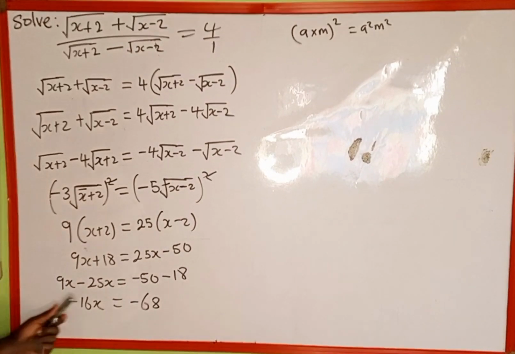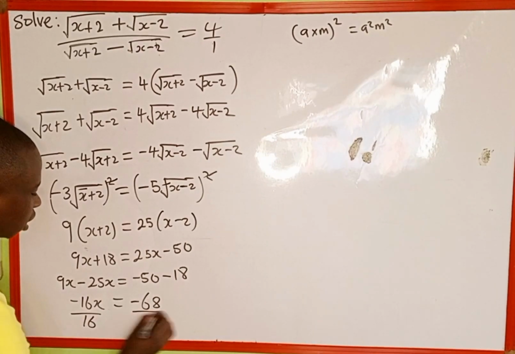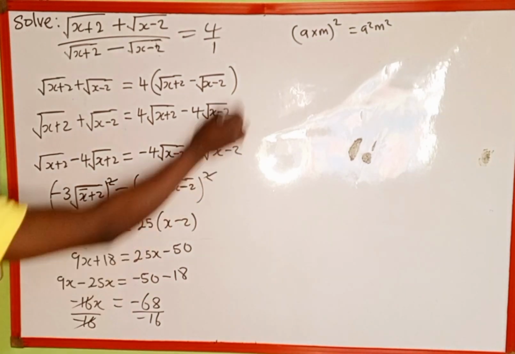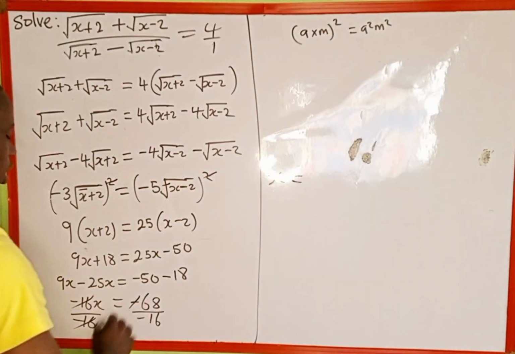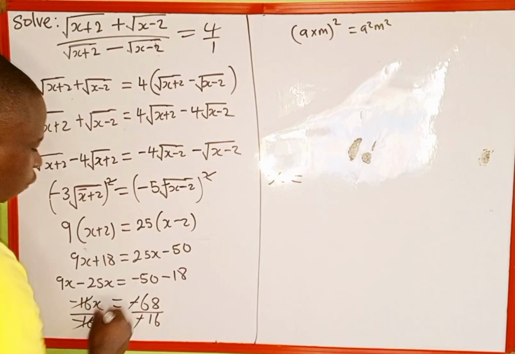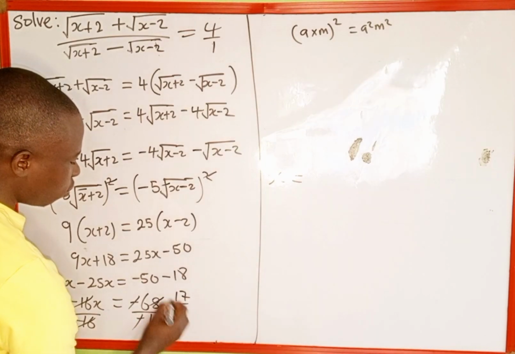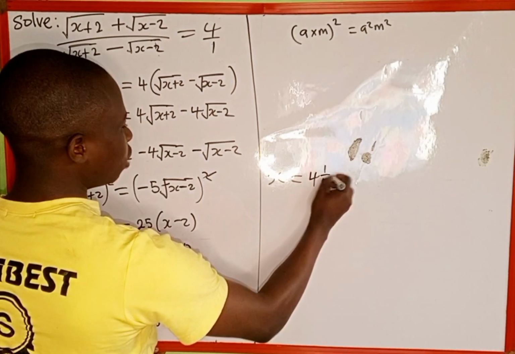Now the next thing is to divide both sides by the coefficient of x, which is what? Negative 16. So this negative 16 is going to cancel this negative 16. We are left with what? x, which is equal to, negative will also cancel negative, 68 divided by 16. 4 can go into 68 17 times, then 4 can go into 16 4 times. So 17 divided by 4 is the same as 4 whole number 1 over 4.